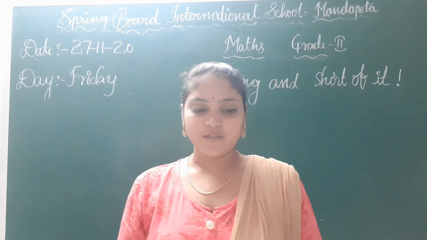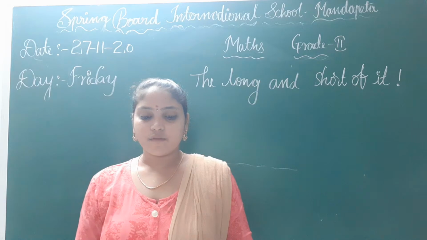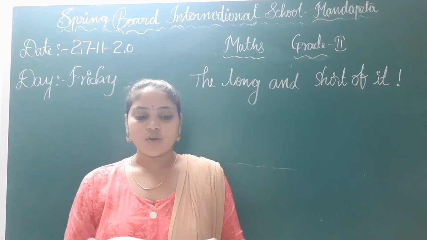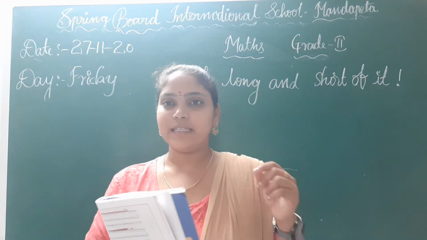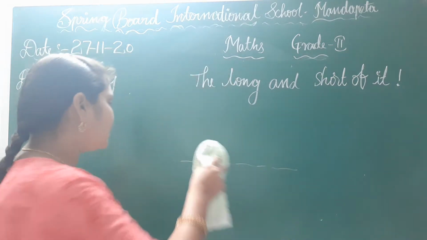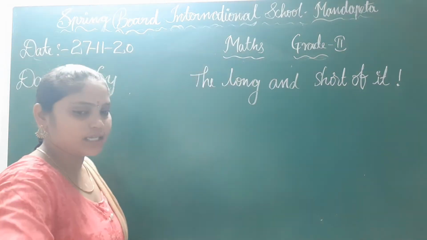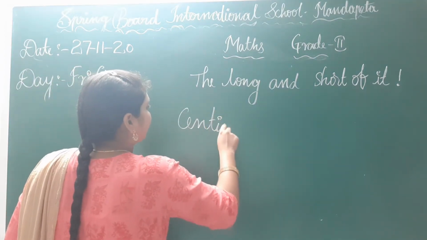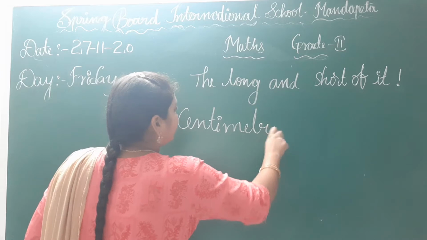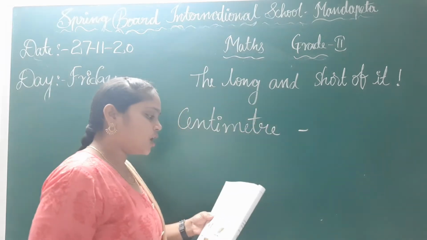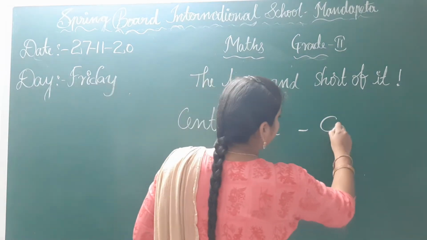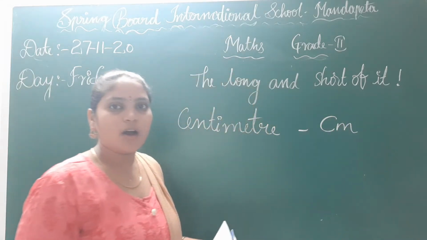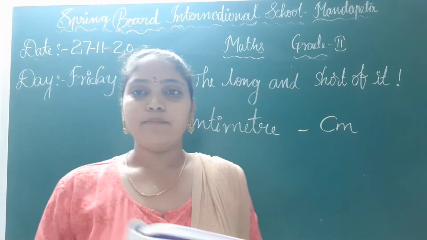Next, open page 94, children. We use fixed measures to measure the length of an object. So what is the first fixed measure? We learn centimeter. Okay, centimeter is one of the fixed measurements. So what is the short form of centimeter, children? cm. Okay, cm is the short form of centimeter.